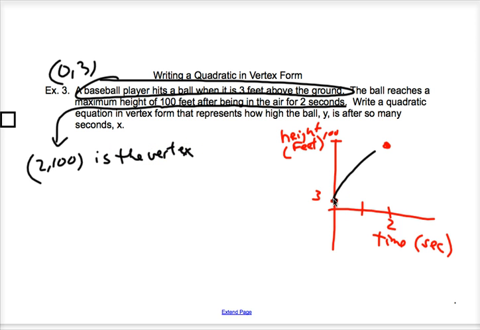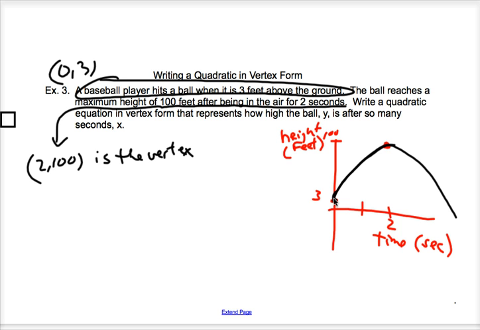Anytime you have something affected by gravity, it's going to take a parabolic path. And let's see if I can redraw that a little bit. I can't go back. I'm not real happy with how my parabola took shape here.